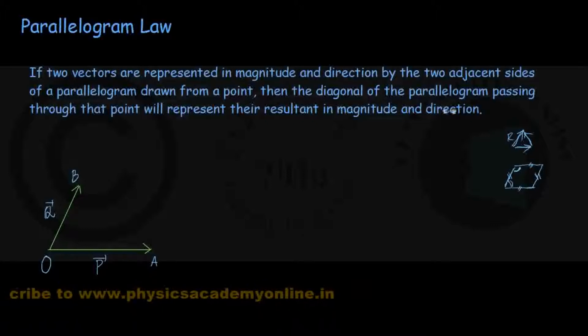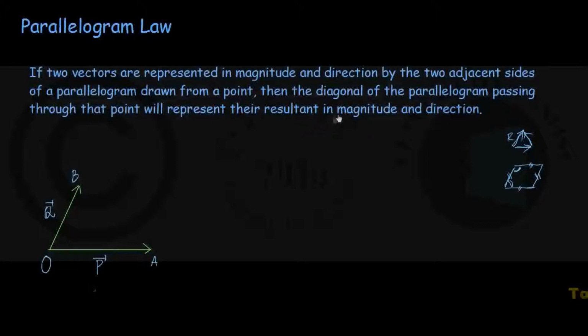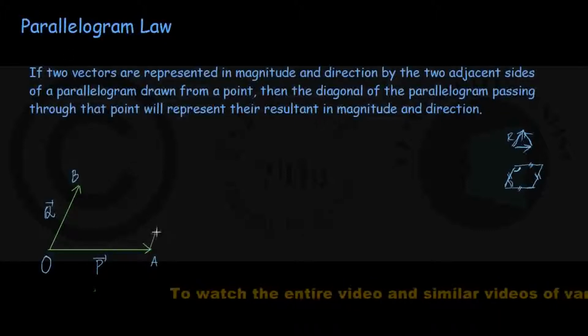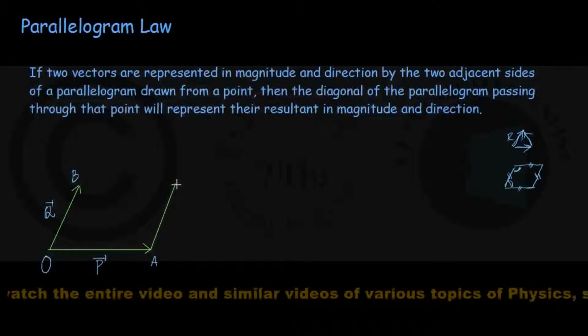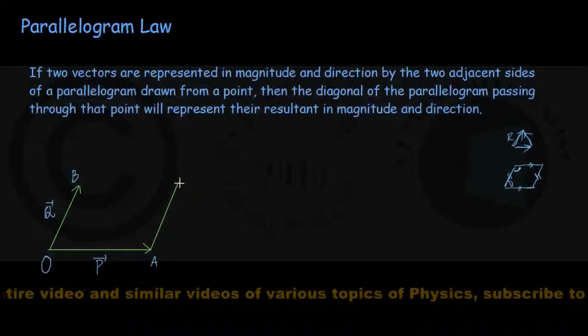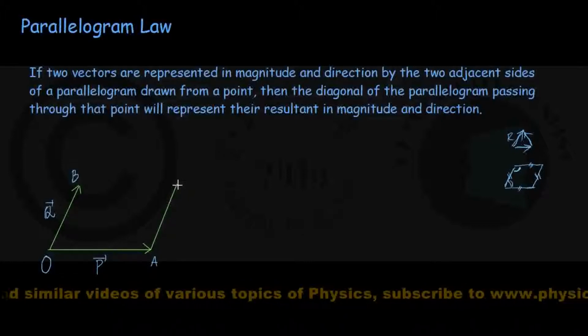The diagonal of the parallelogram passing through the point, that point means the point O, the common point, the common tail of the combining vectors OA and OB, represents the resultant in magnitude and direction. So we have to construct the parallelogram first, which we shall do now. So see what we are doing. We are just constructing the opposite sides, keeping in mind for a parallelogram, opposite sides are equal and parallel.